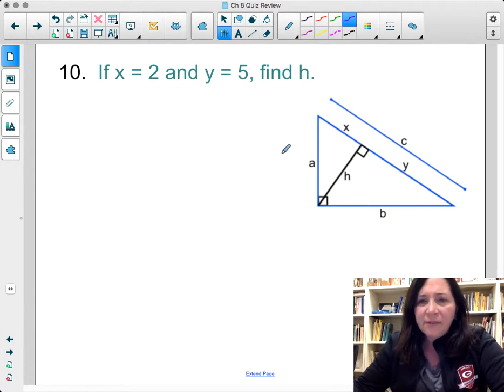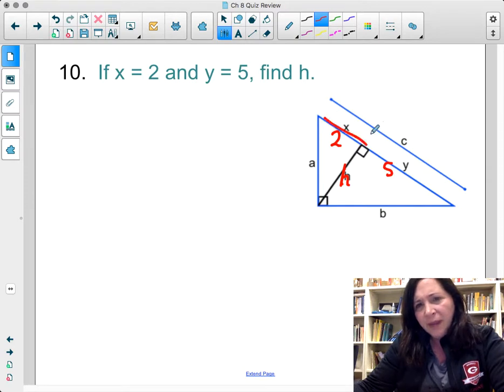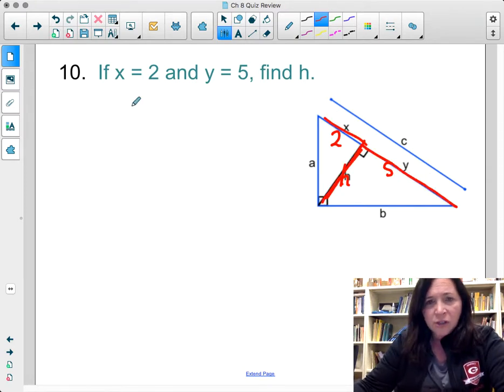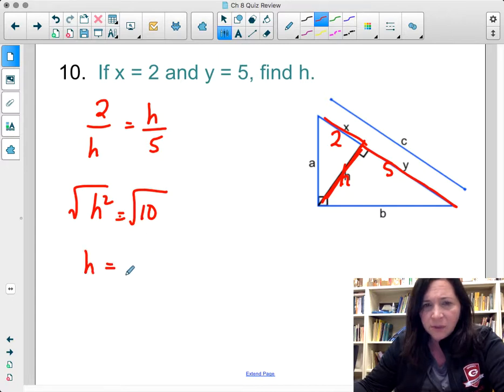This one says if X is 2, Y is 5, find H. Oh, well that one, that's my favorite one. Base is to height as height is to base. So we're going to go 2 is to H as H is to 5. So we have H squared equals 2 times 5, which is 10. We're going to square root both sides, and we get H is equal to the square root of 10.